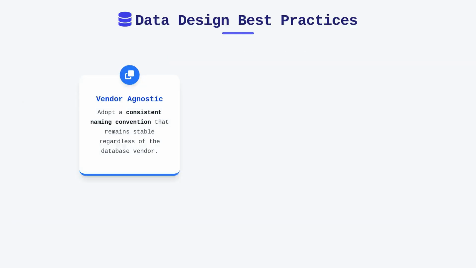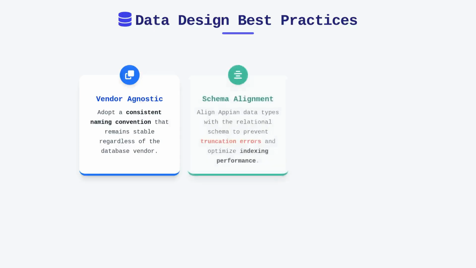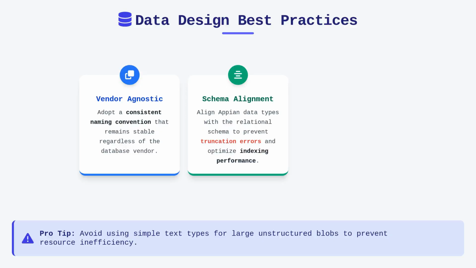When designing your data, you must adopt a naming convention that remains consistent regardless of the underlying database vendor. Whether you choose to map to an existing table or allow Appian to generate new ones, the alignment between your data types and the relational schema remains paramount. For example, using a text type in Appian for a field that captures a large, unstructured blob is an inefficient use of resources and may cause truncation errors at the database level. Proper data alignment also impacts indexing, which is vital for the performance of your record types later on.